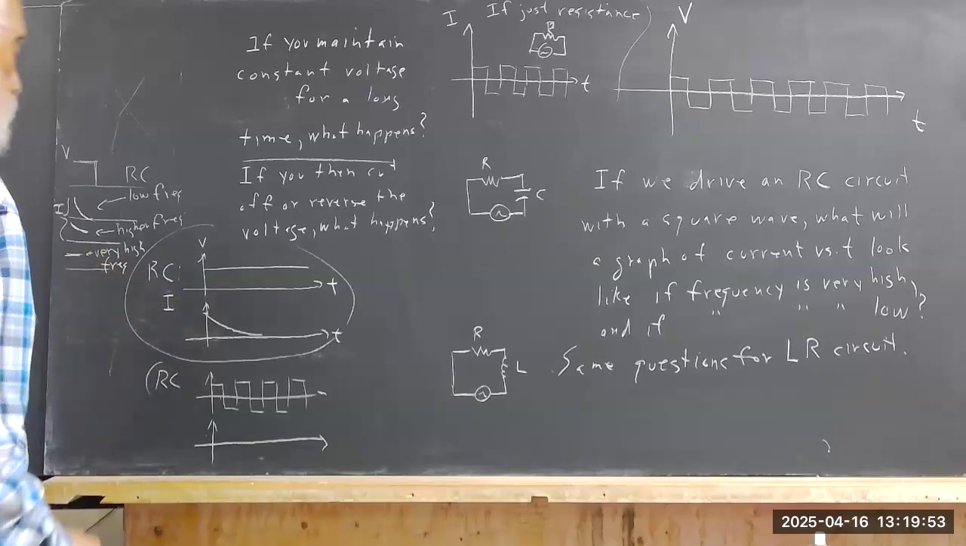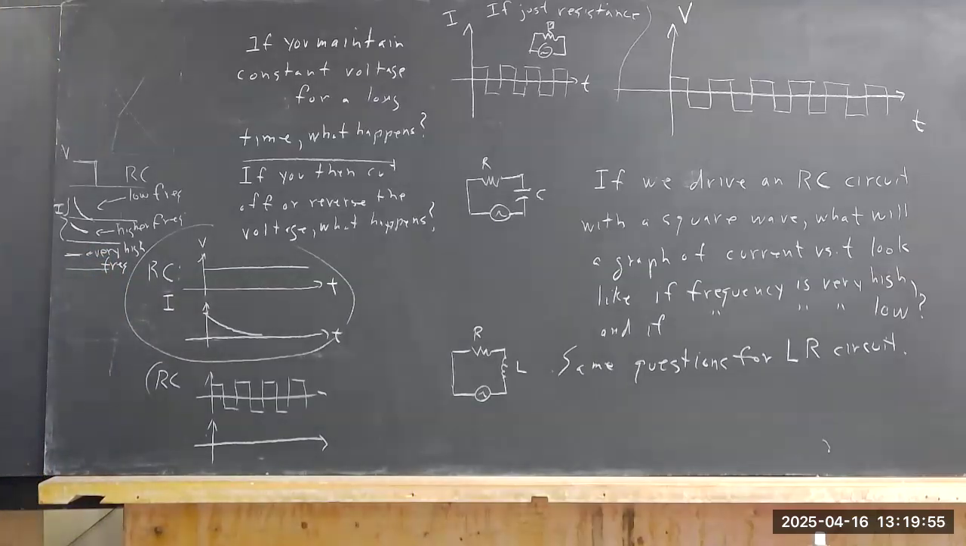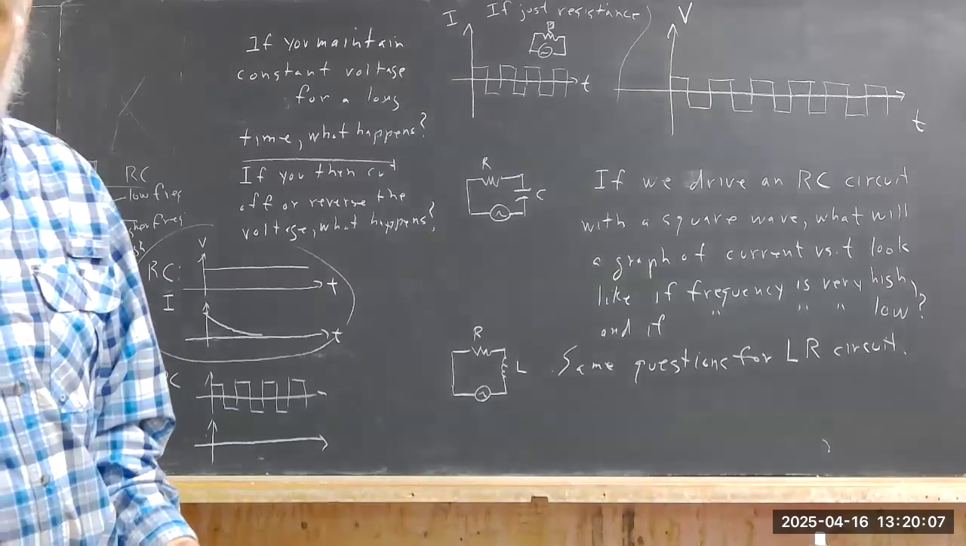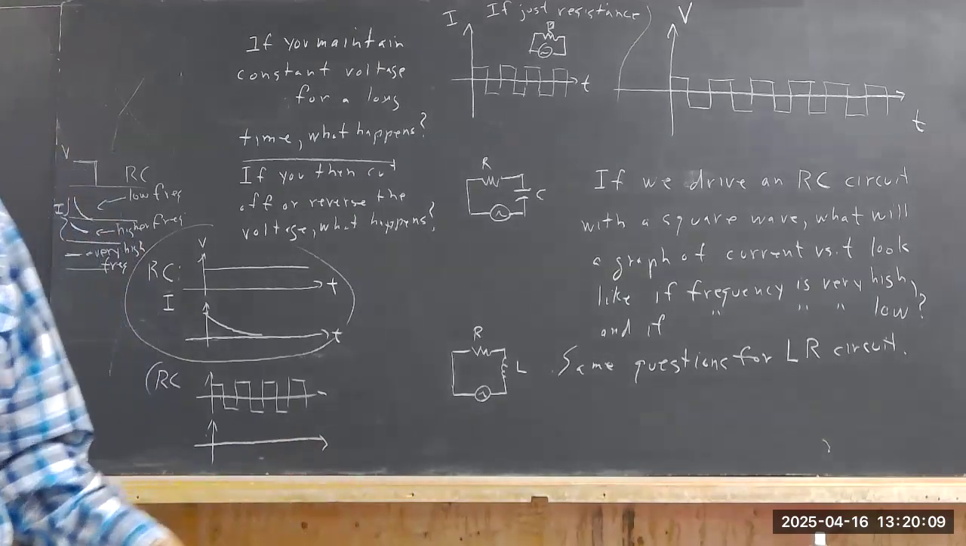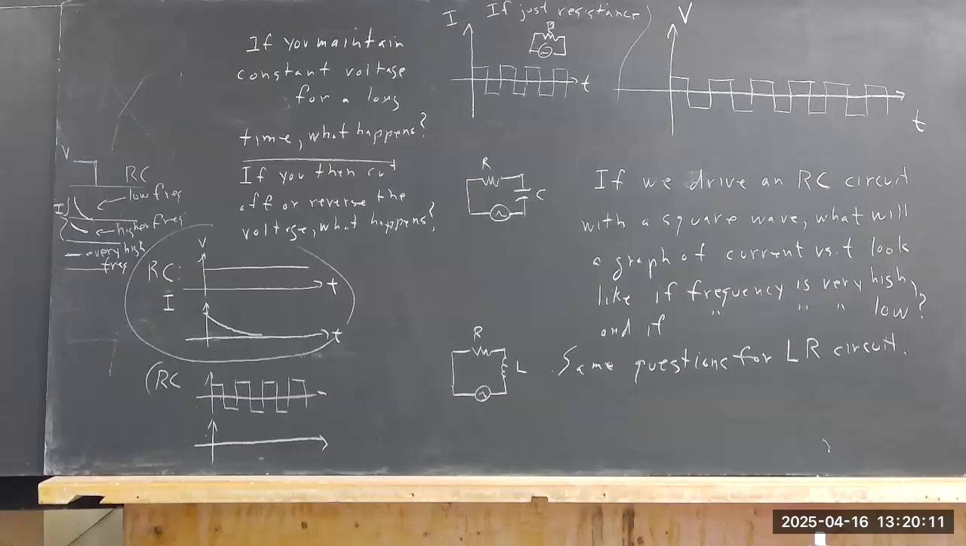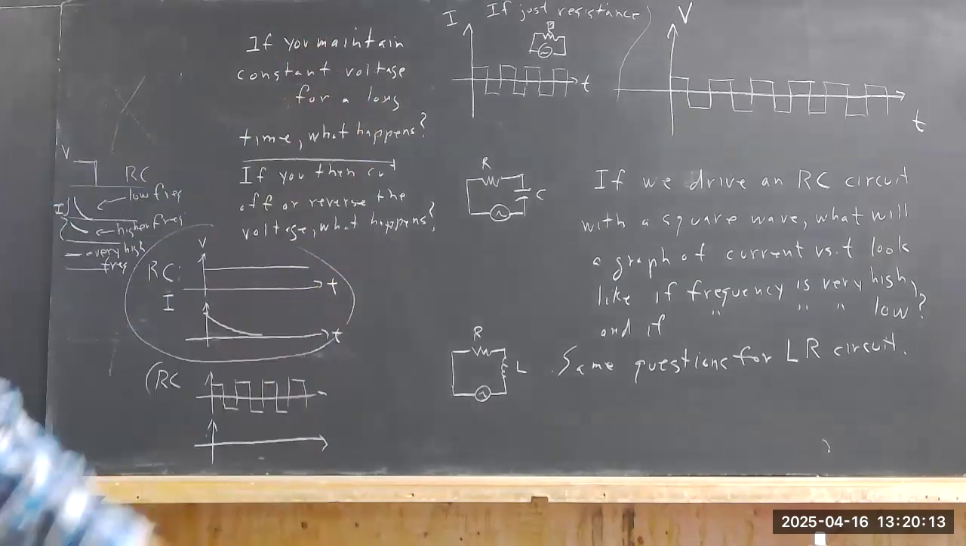This is the curve you might get for very high frequency. Make sense? So what does the capacitor filter out? Does it filter out low frequencies or high frequencies? Tell me, low, high.